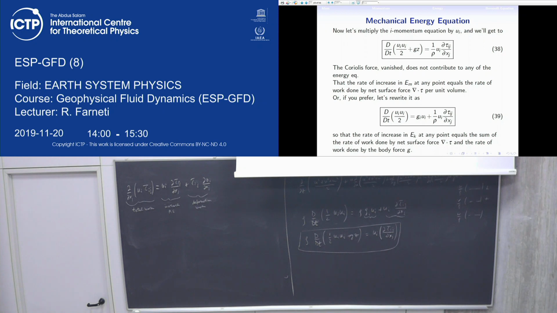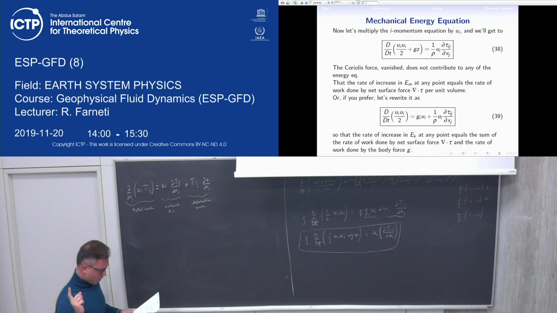Okay, so that expression only says that the change in kinetic energy is due to this term that is changing the kinetic energy, so accelerating the flow. But the total rate of work done by the surface forces also has another component which deforms the fluid without accelerating. So it can deform the element and, for example, change its internal energy.